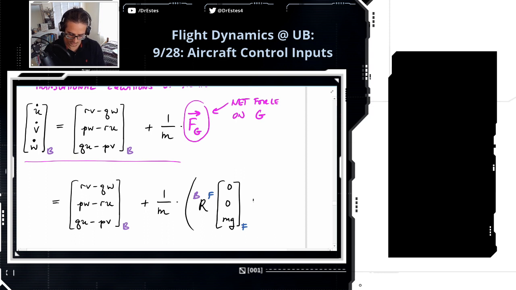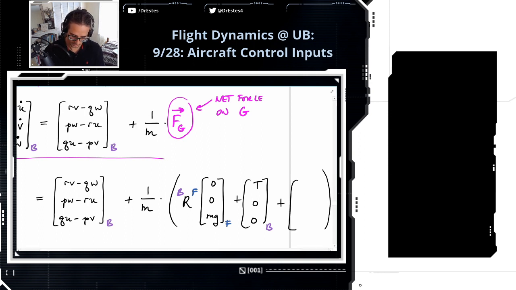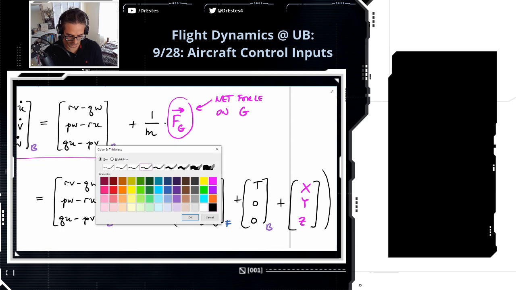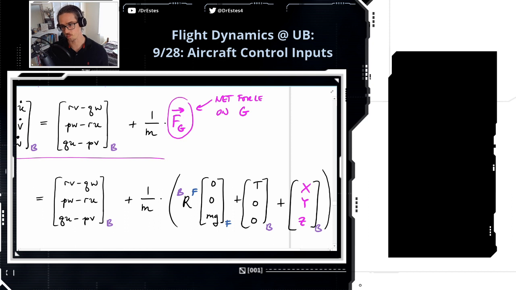Okay, so we got the weight. Let's do the thrust. That acts in the Bx direction. So this right here is already in the B frame. That's nice. And then we have our aerodynamic forces, and let's just call them X, Y, Z. Let's just put them directly in the B frame, even though we could write these in the wind frame and multiply it by our rotation matrix to bring it back to the B frame. Okay.